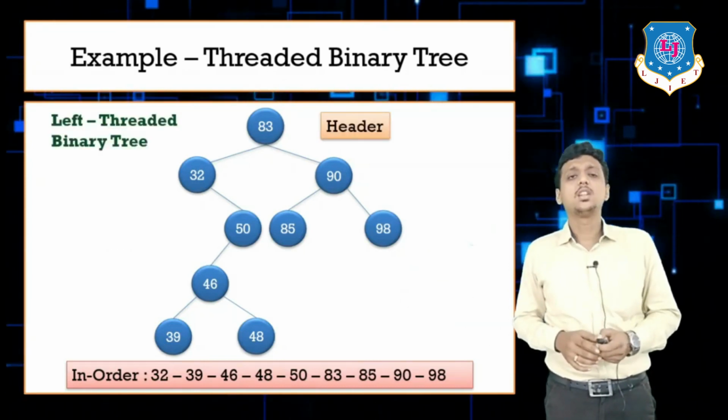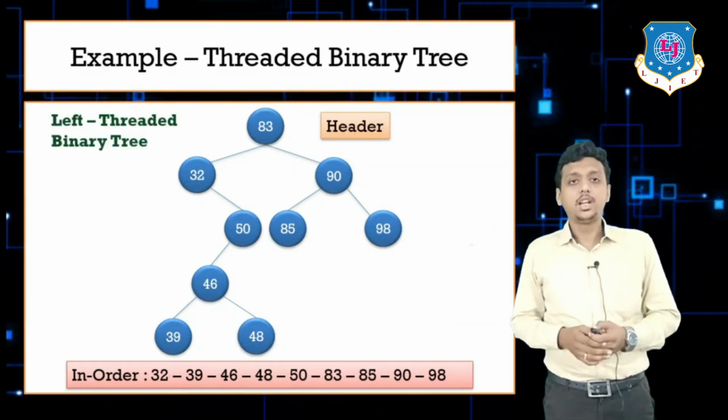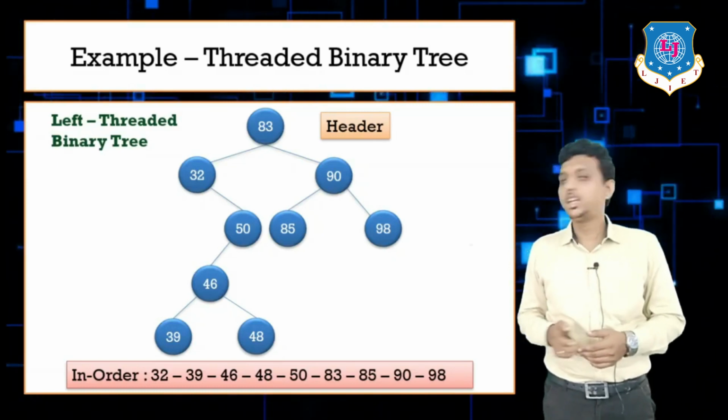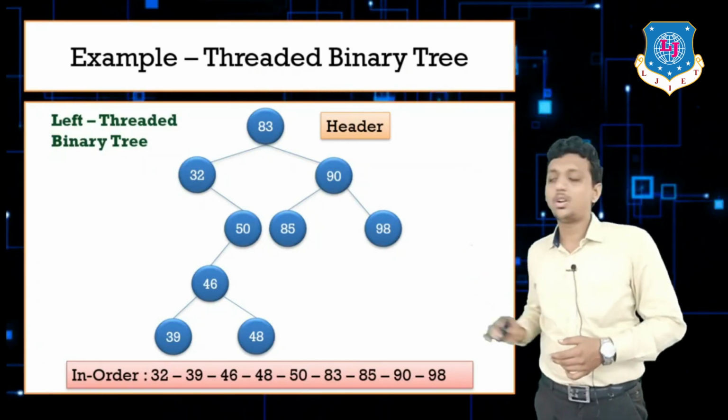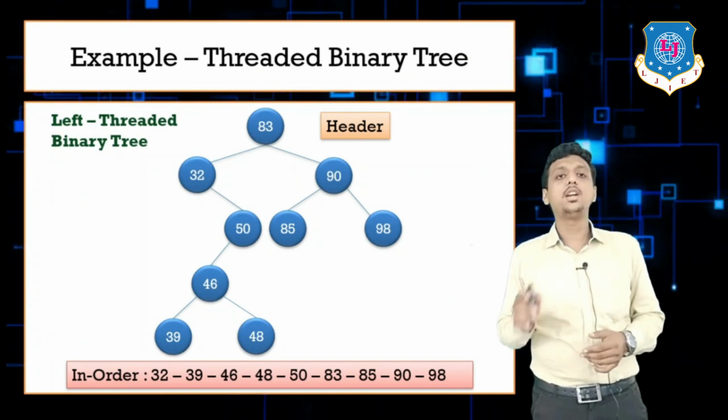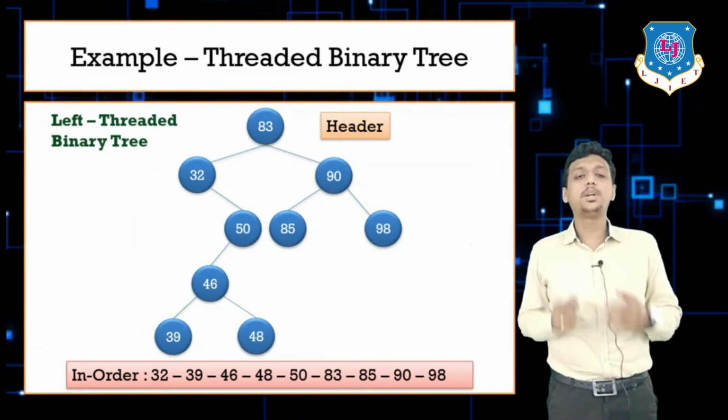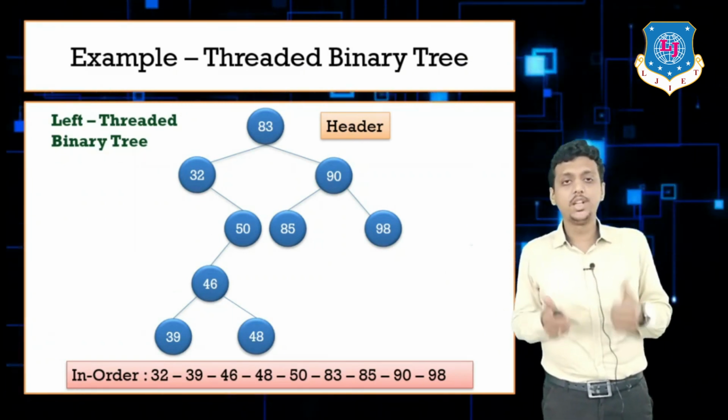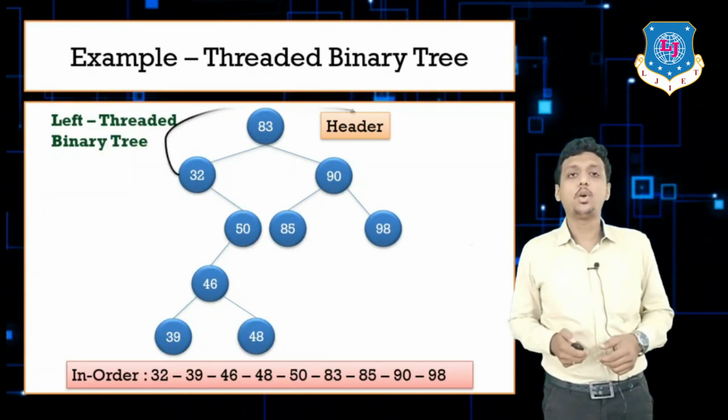Okay, so next is the left threaded binary tree. How to make a left threaded binary tree? The tree is here, my header node is also there. First we need to take the predecessor of 32. 32's predecessor is no one. So its left pointer is modified to point to the header node.